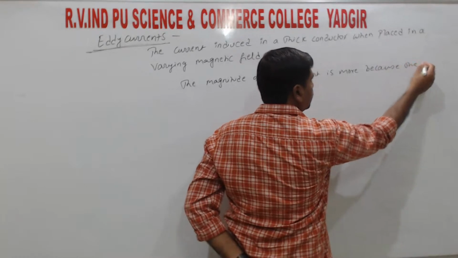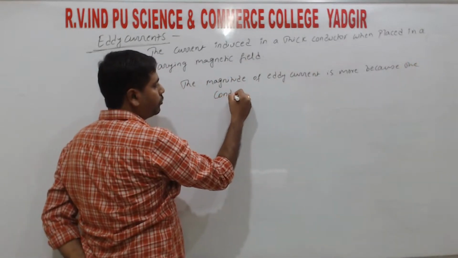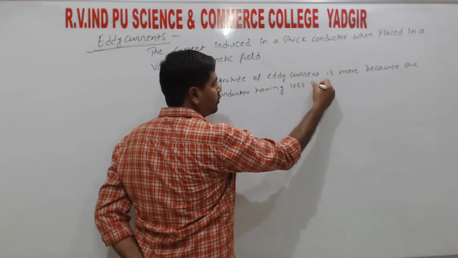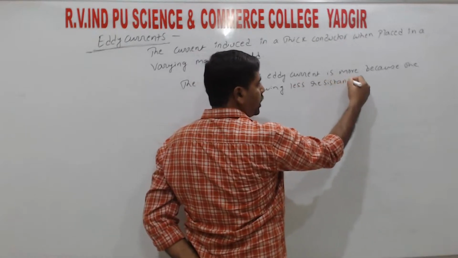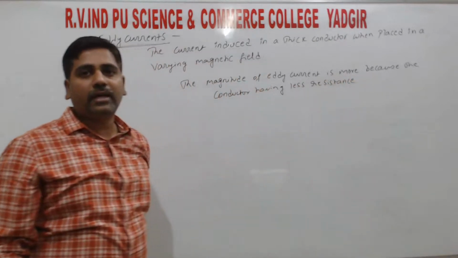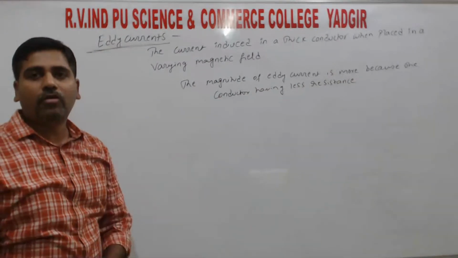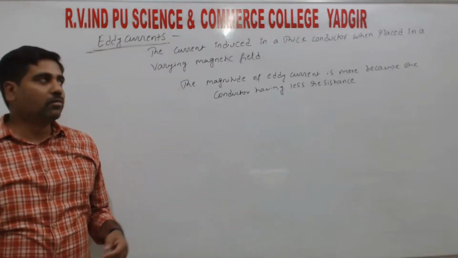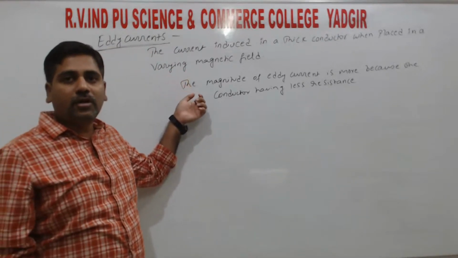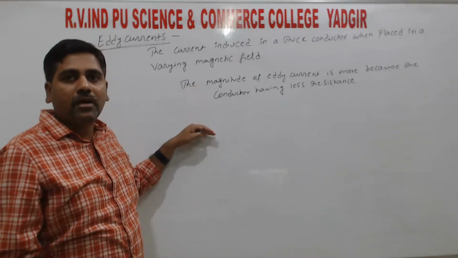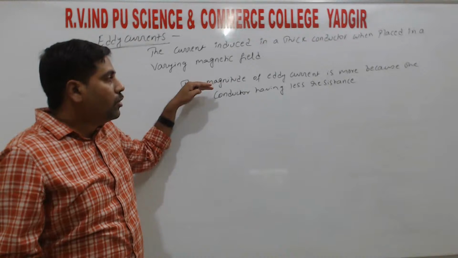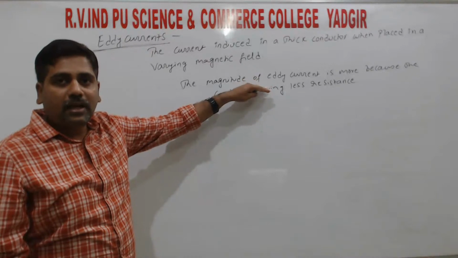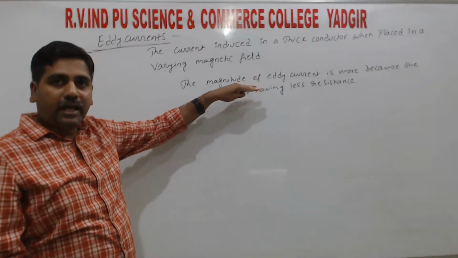The magnitude of eddy current is more because the conductor has less resistance. So the resistance in a conductor is very small, hence the eddy current value will always be high, right? So we need to minimize that eddy current, as it is unwanted current in the case of the transformer. It has a disadvantage as well as advantages. Since the resistance is very low, the eddy current becomes large. So how to minimize these eddy currents?